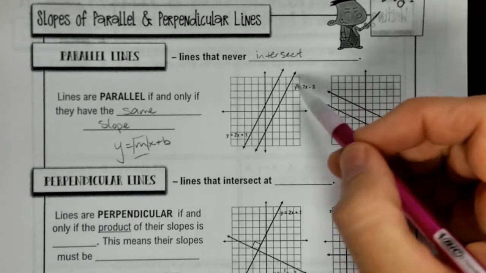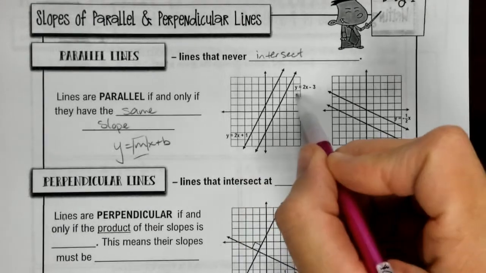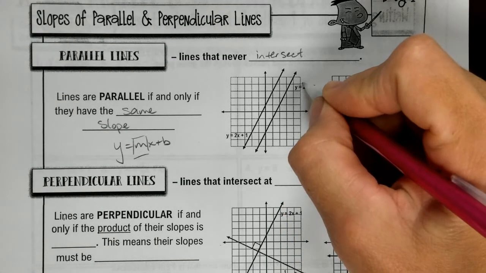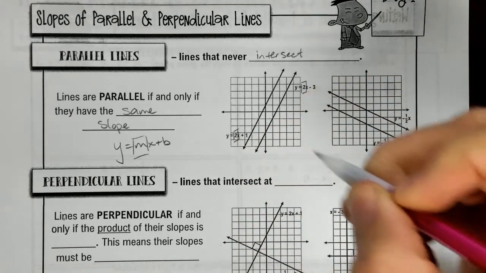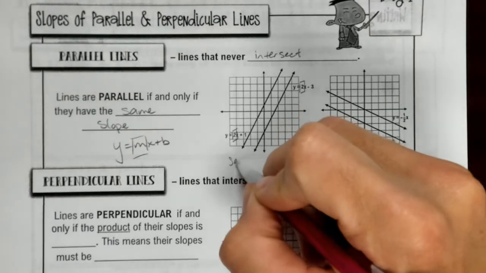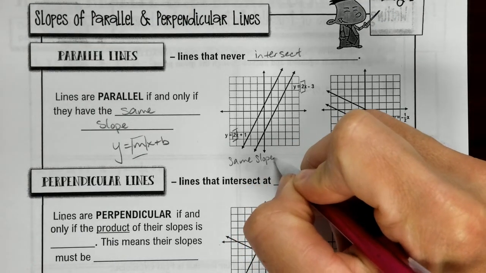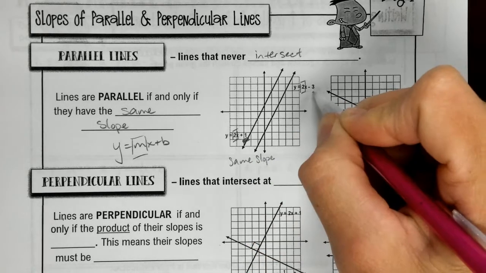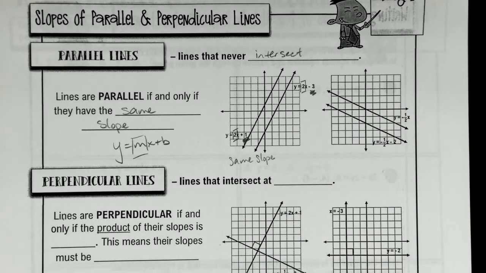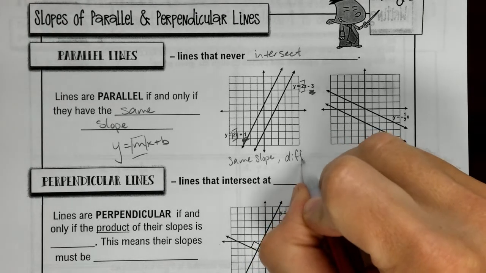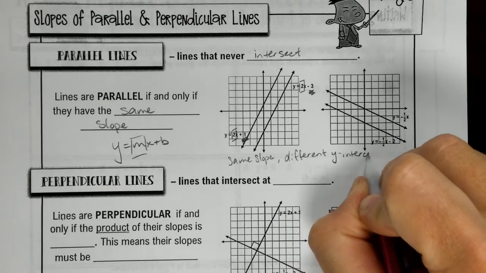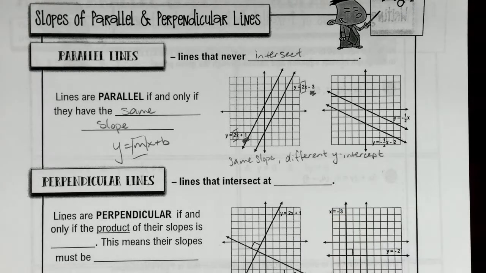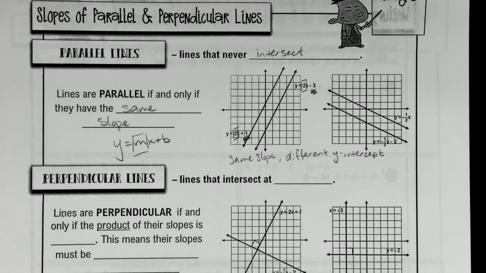Looking at my two examples here, I've got y equals 2x plus 1, and I've got y equals 2x minus 3. Now you notice that the 2, m, which is the number in front of the x, is the same. So they have the same slope. But they have a different y-intercept. This y-intercept's at plus 1, this y-intercept's at minus 3, which is absolutely perfect. So the same slope, but a different y-intercept for lines to be parallel.